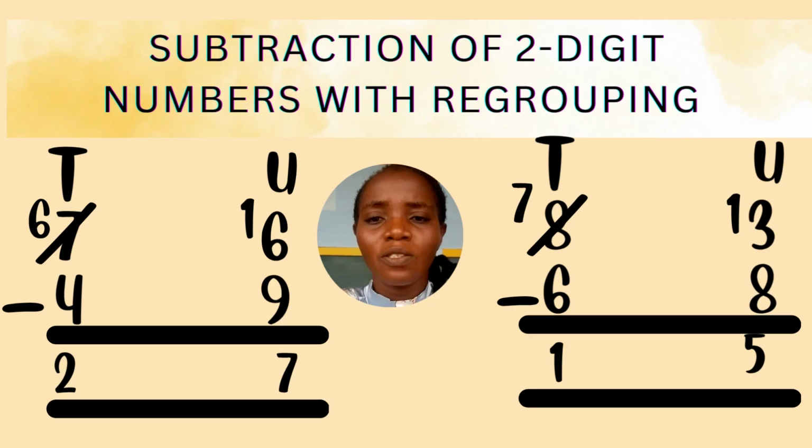Under the tens place, you have 6 left. Count out the 6 and take away 4. You have 2. Therefore, 76 minus 49 equals 27.